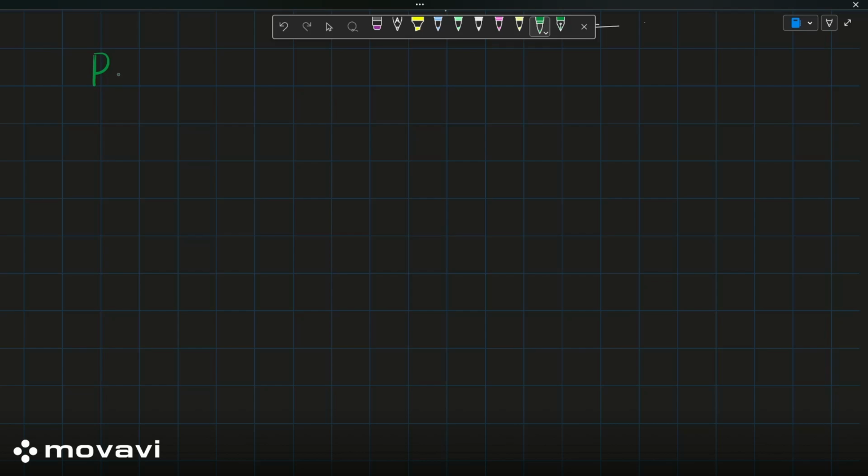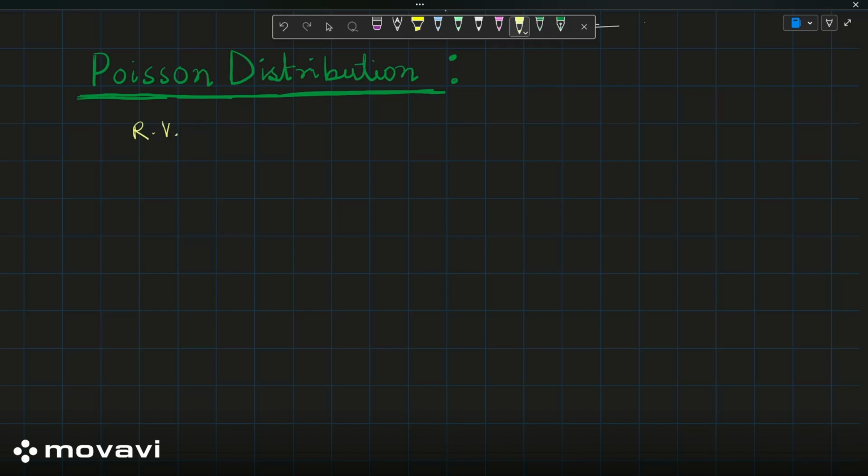Welcome back to the next video about the Poisson distribution. This is another discrete probability distribution after the binomial. Let's assume random variable X follows Poisson distribution with parameter lambda. Here lambda is called the parameter of the distribution and lambda is positive.